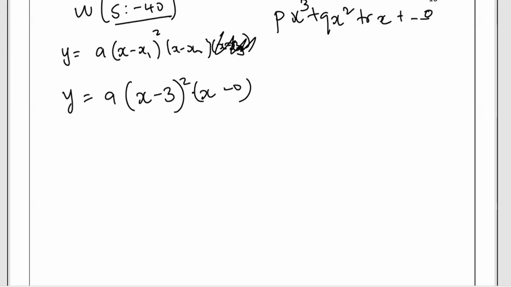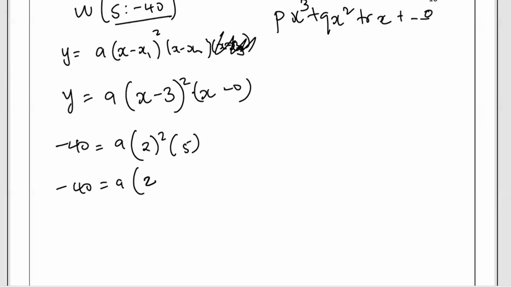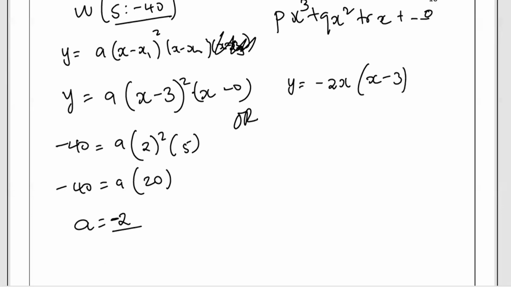Then at this point, just substitute so that I can get the value of a. So negative 14 is equal to a times what is 5 minus 3, which is 2 squared, and then this is a 5. So negative 14 is equal to a times 4 times 5, which is 20. Divide both sides by that, which means our a is going to be negative 2. Then let's rewrite it out. So meaning that we have negative 2x into x minus 3 squared.